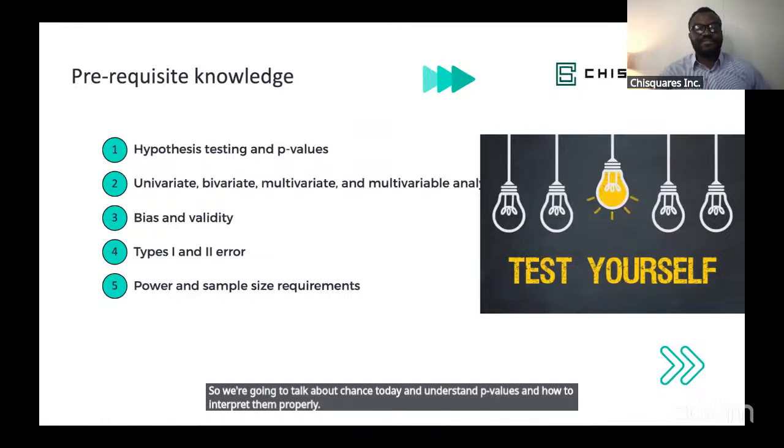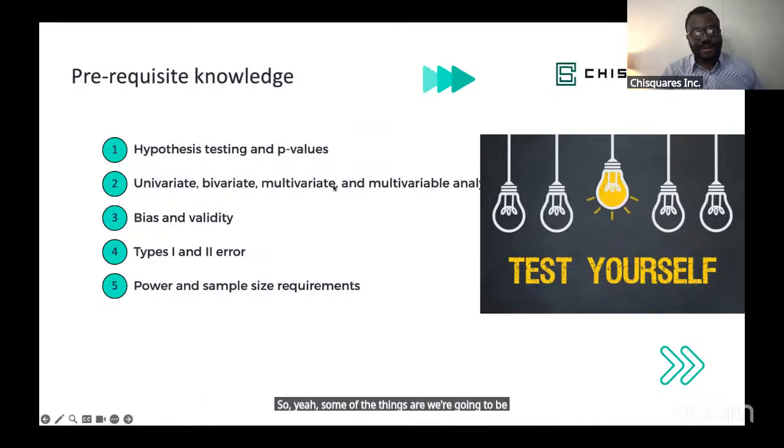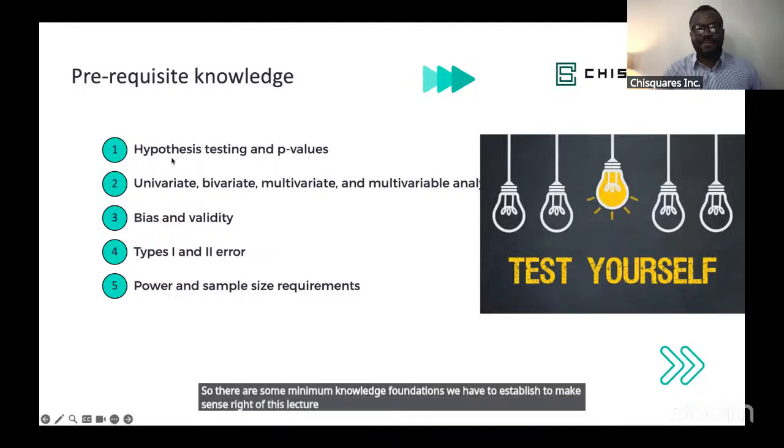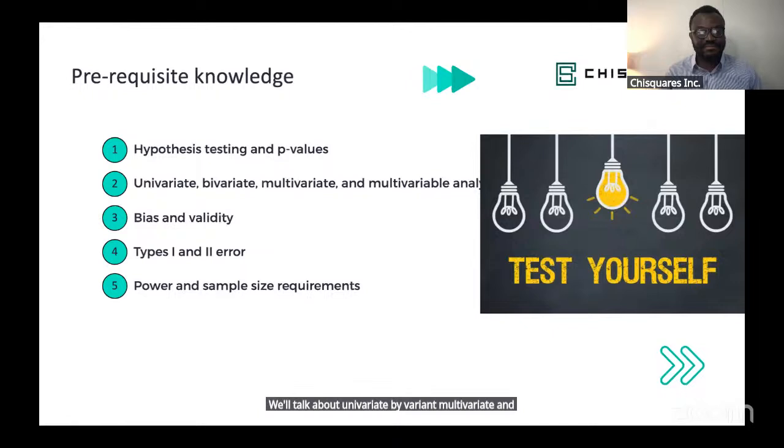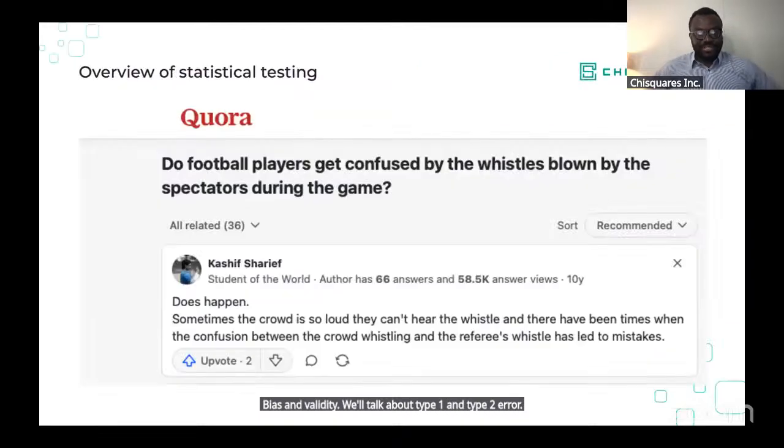So here are some of the things that we're going to cover. We don't want to assume knowledge. So there are some minimum knowledge foundations we have to establish to make sense of this lecture. So we'll talk about hypothesis testing and p-values. We'll talk about univariate, bivariate, multivariate, and multivariable analysis, bias and validity. We'll talk about type 1 and type 2 error, and the role of sample size in all of this.